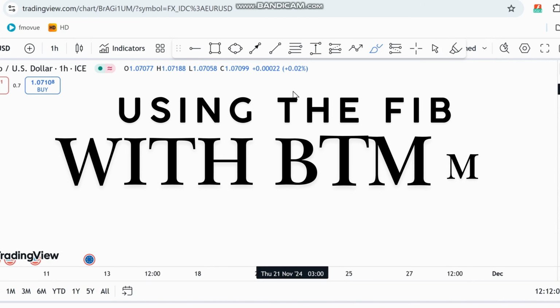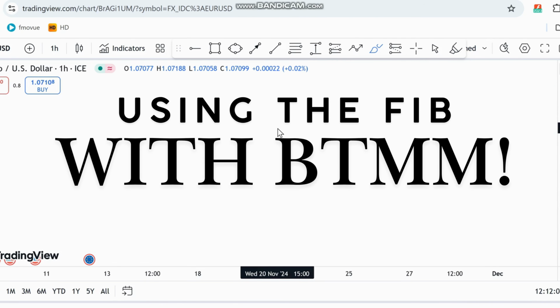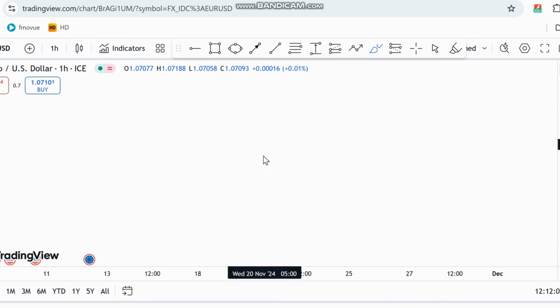In today's video we're going to talk about how you can use the fib alongside Btmm elements and techniques. This is a very simple way. We all know people have different ways on how they use the fib, so this is something that I'm going to share with you, which I've been using to trade Btmm.